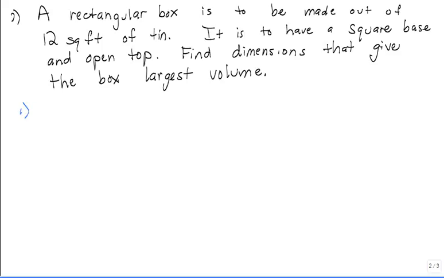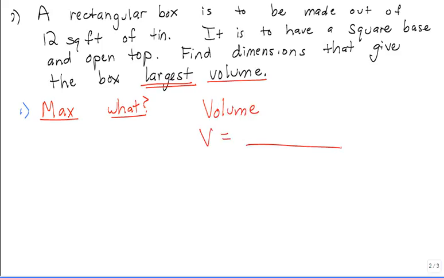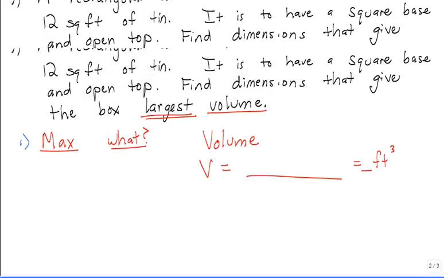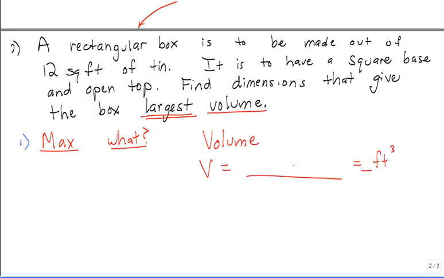Okay, step 1. We want to max or min. Right, largest means max, and what do we want to maximize? The volume. So the volume is what we're going to try to find. And volume's measured in feet cubed. So keep in mind that we need volume in one variable. This is the equation we need right here, the volume equation. That's what we want to maximize.